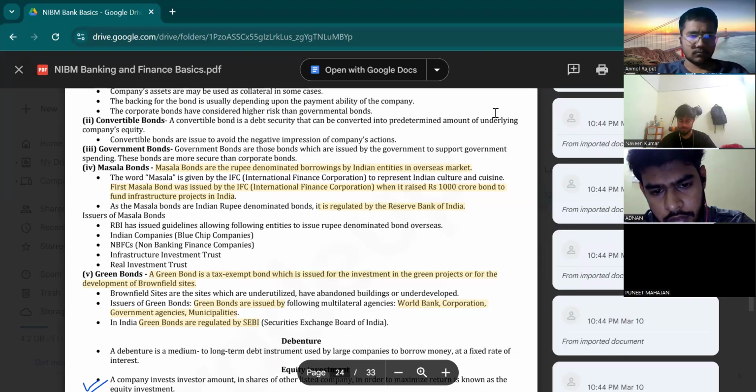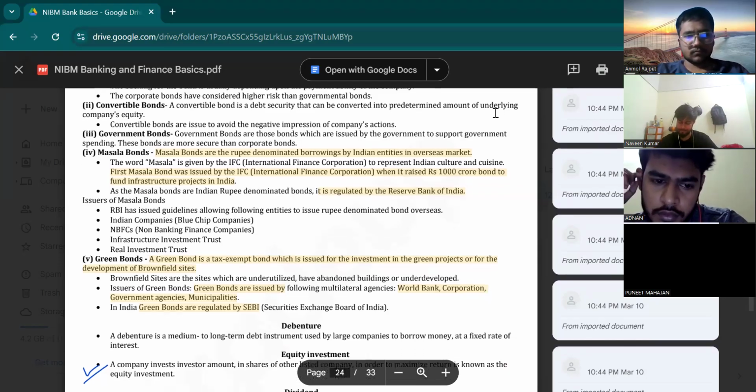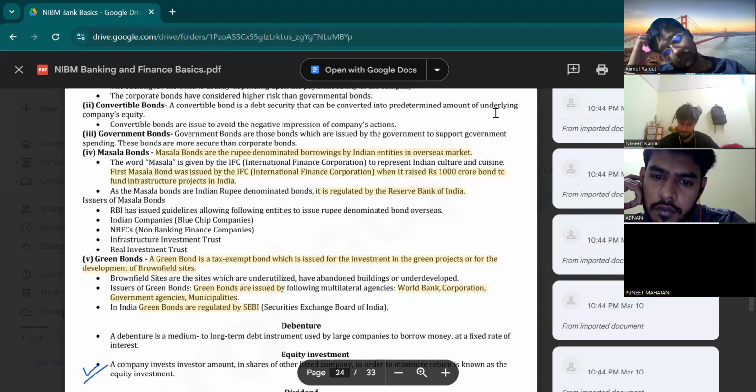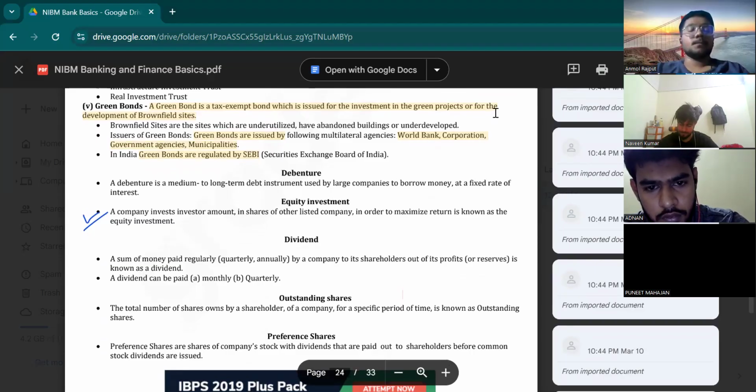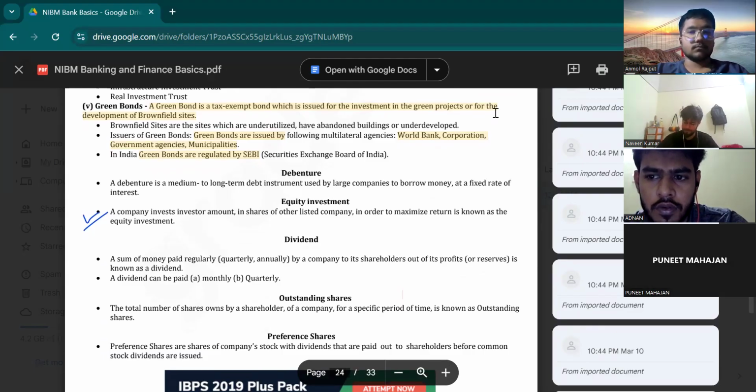Now, green bonds means the money we get after issuing bonds will be used only for greenery purposes, in a non-polluting way. That is a green bond. Debentures are the same as a bond. The moment any corporate issues it, it will be called a debenture. The same thing, corporate will issue a debenture, and government will issue a bond. Name is different, thing is same.